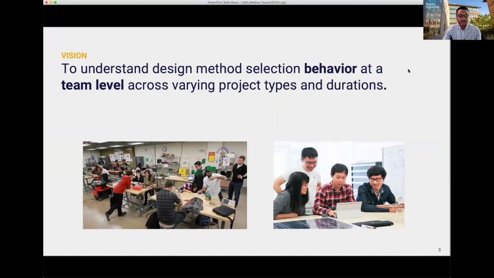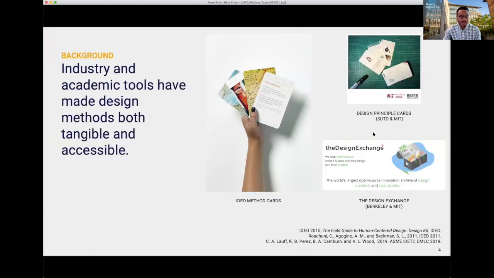Our overall goal here is to try and understand the design method selection behavior at a team level, and to do this across varying project types and durations of projects. We're building on a trend of work in both industry and academia that have made design tools and methods more tangible and more accessible. We can think of things like the IDEO method cards, the design principle cards at SUTD and MIT. And in this work, we're leveraging the Design Exchange, which is a collaboration between Berkeley and MIT, in which we have an open source repository of design methods and case studies.